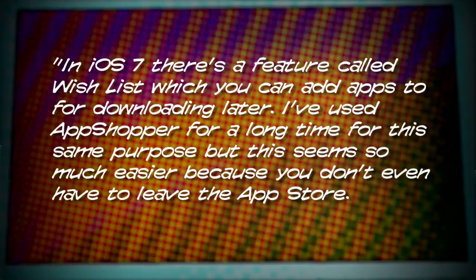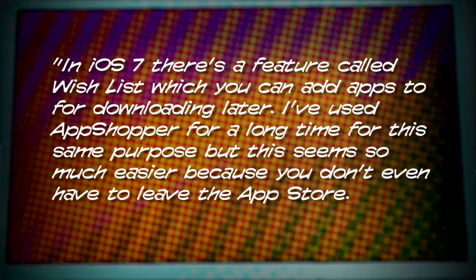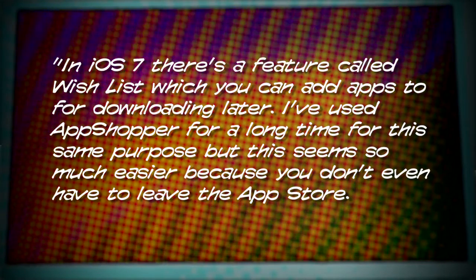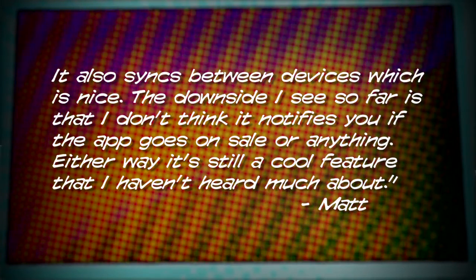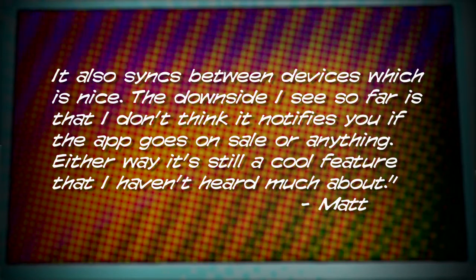Matt writes, in iOS 7, there's a feature called Wish List, which you can add apps to for downloading later. I've used App Shopper for a long time for the same purpose, but this seems so much easier because you don't have to leave the App Store. It also syncs between devices, which is nice. The downside I see so far is that I don't think it notifies you if the app goes on sale or anything.